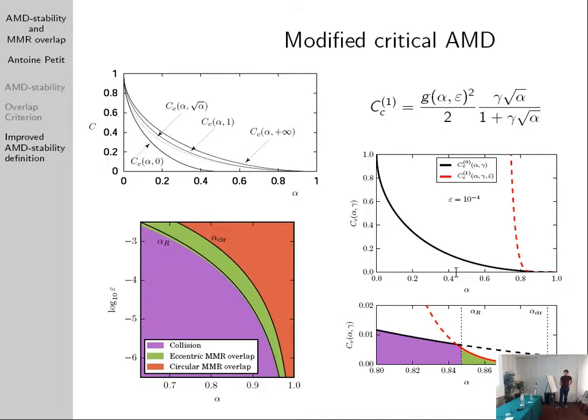So we have 3 zones. One zone in purple where the collision is still a better indication of instability. One area where this critical AMD can be computed to have a better AMD-stability condition, and this area where every orbit is subject to the overlap of mean-motion resonances, and so we cannot apply the AMD-stability theory because we have no conservation of the AMD and we don't really know what is happening there.